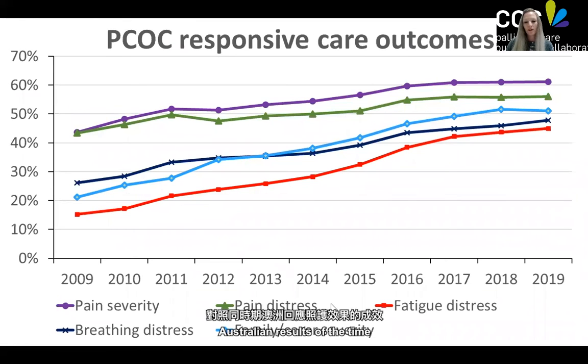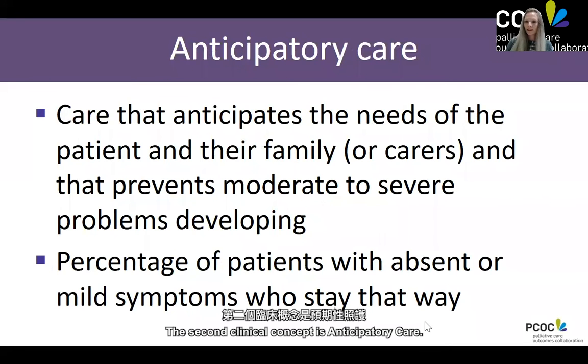Here is an example of Australian results over time for the responsive care outcomes. The benchmark is set at 60% for this set of outcome measures, and this one's representing a selection of the symptoms and problems. The second clinical concept is anticipatory care.